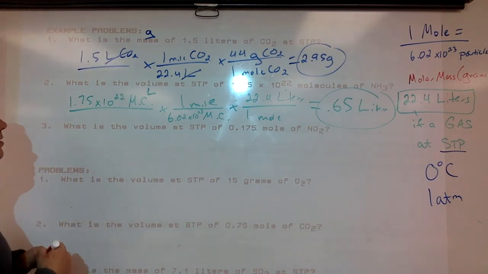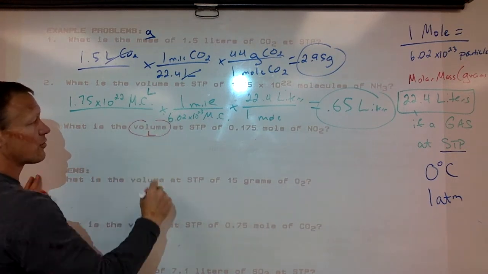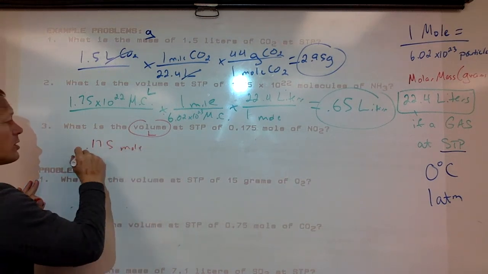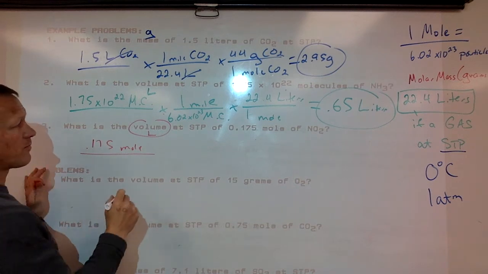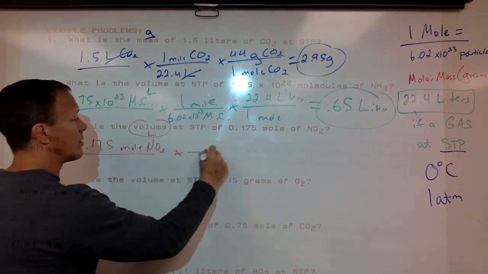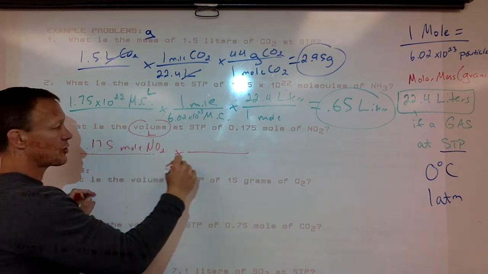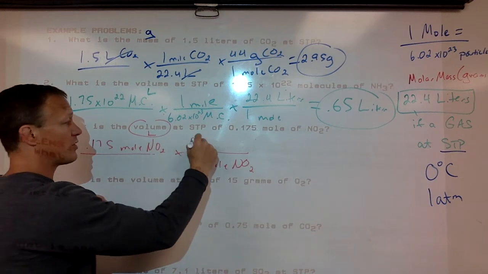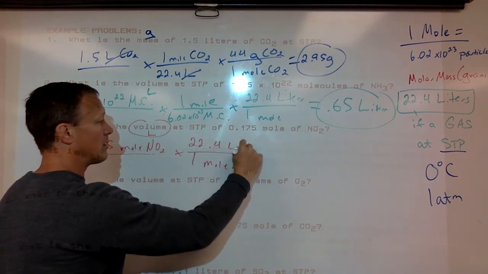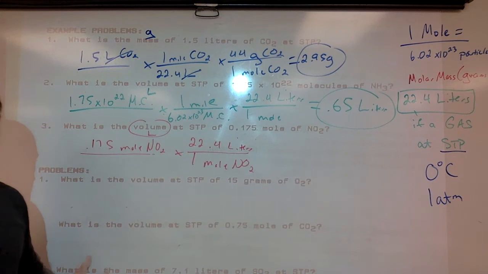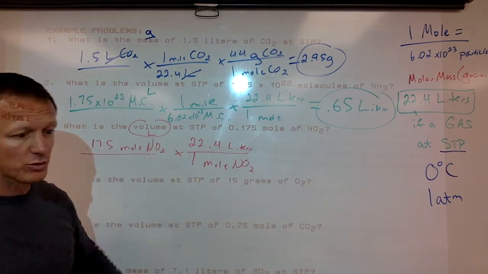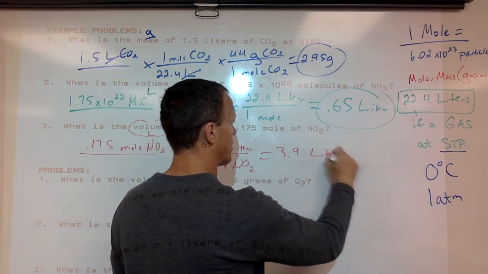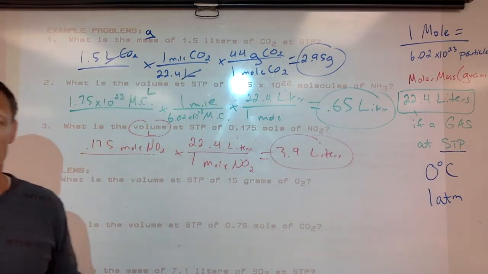Last one here. Again, asking for volume, so we're looking for liters. It's telling us how many moles we have. So just like in the past, whenever we start a problem with moles, we typically only need 1 step. There's our gas. Moles here, so we're going to say 1 mole down there, and a mole of any gas takes up 22.4 liters of space. That's all we got to do. Multiply 1.175 times 22.4. 3.9 liters. So pretty simple conversion problems.